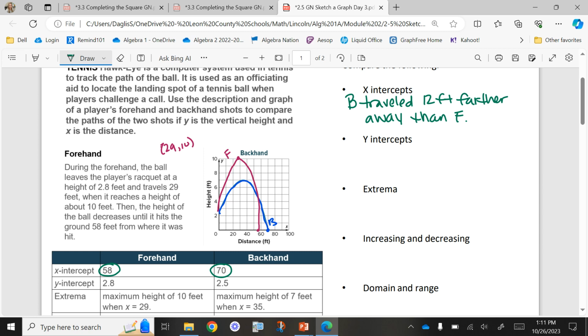Okay, how about our y-intercepts? Yeah, our F started off higher, right? I don't know if y'all watch tennis. Sometimes they throw the ball, right? I think we always throw the ball. They throw the ball, then they hit the ball, right?